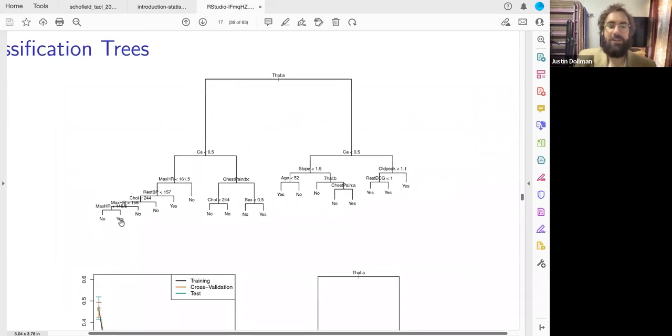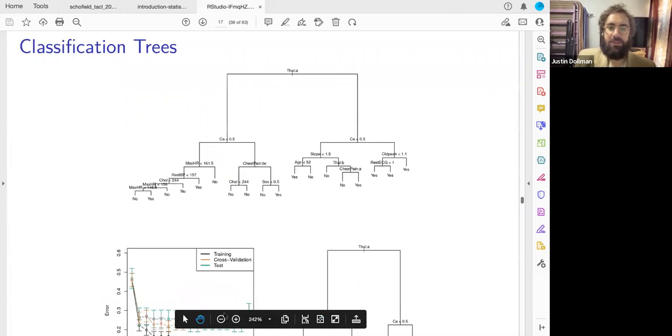Here, notice that now the leaves, instead of having numbers, have categories, which is what you'd expect, right? You want categorical predictions, but they're still predictions. It's still really the same thing. We have binary splitting rules, a series of them. It's recursive, and then we end up with predictions.